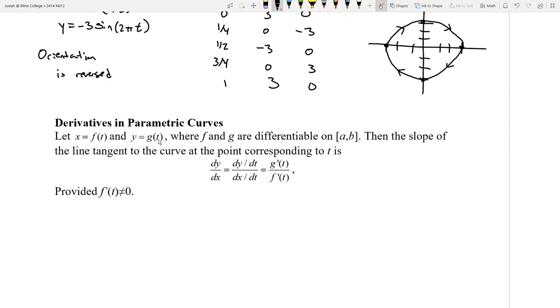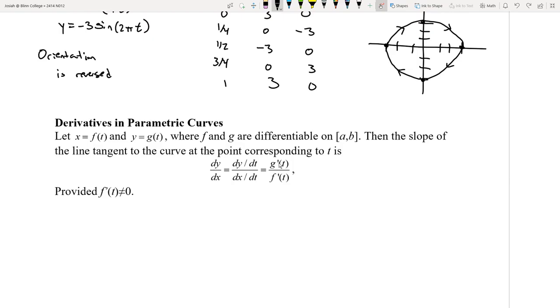So if we have x is f of t, y is g of t, and f and g are both differentiable, then the slope of the line tangent to the curve at any point corresponding to t is, and we have dy over dx, right? The typical Leibniz notation of our first derivative. But we have x is related to t, y is related to t. So the way that we break that up is we have dy over dt over dx over dt, right? And if you're thinking of these as just variable quantities, the dt's would cancel. We just get dy over dx, right?